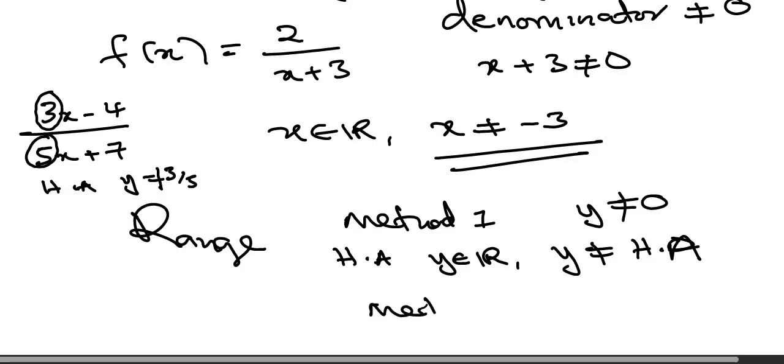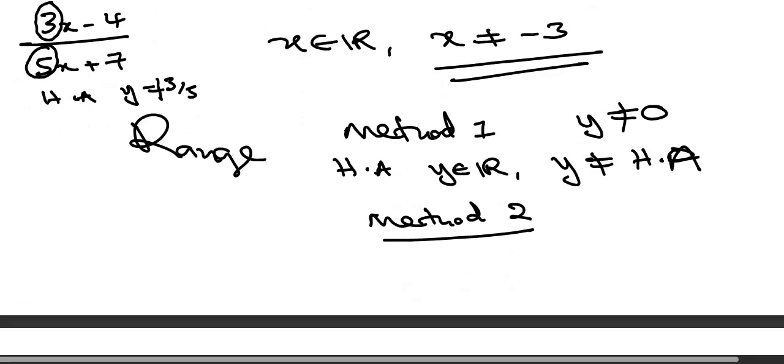Alternatively, method 2 is where you get the inverse first. You get the inverse of that function. This is applicable for rational functions. You get the inverse first, then the domain of the inverse is going to be the range of the original function. That's what you basically have. Yeah, so that's what we discussed.